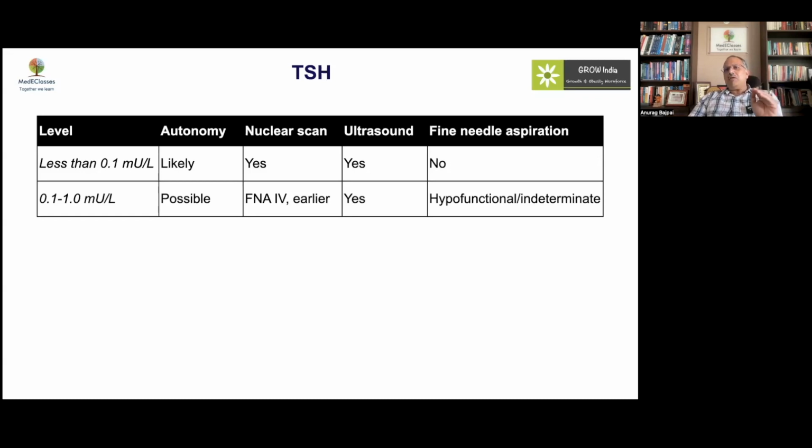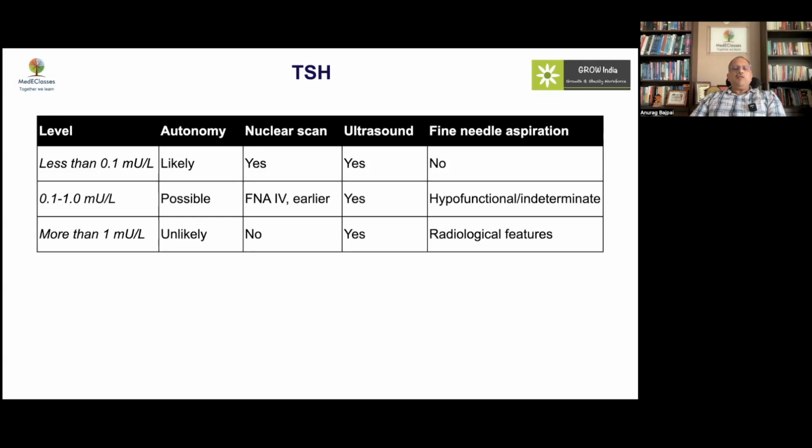But there could be one possibility: if you have an ambiguous result on FNA, that is, if you have a category 4 on FNA, you would really be worried in that scenario. Then you will go ahead with FNA, because here you will have to decide whether this is an autonomous lesion or not.